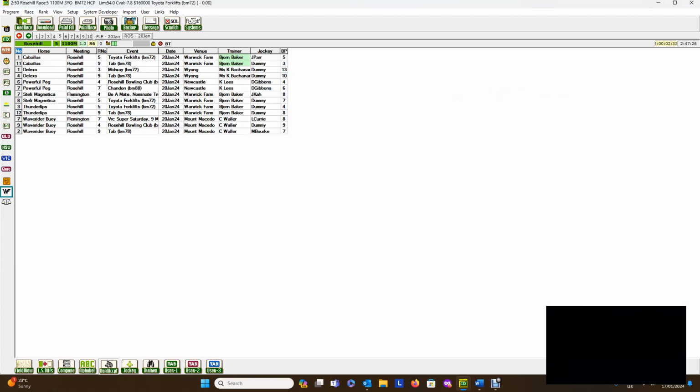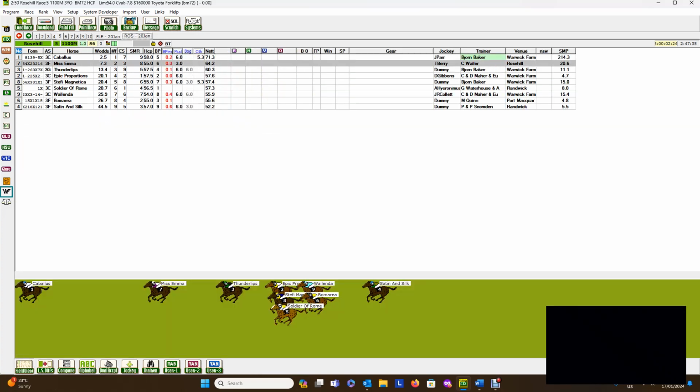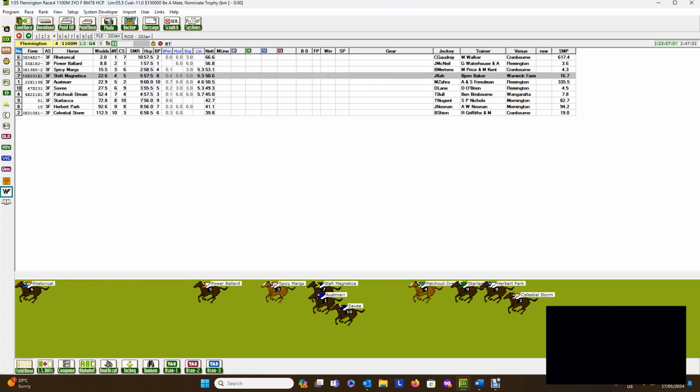Let's go back to dual acceptors. You can always go back here. Flemington 4, Rosehill race 5. Got it right in the first place. Oh, there it is, Stella Magnifica. And there it's rated 5th at Rosehill. If you look at Flemington race 4, it's also ranked 4th at Flemington.